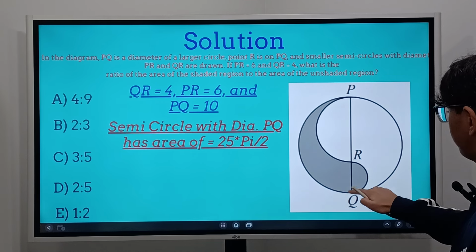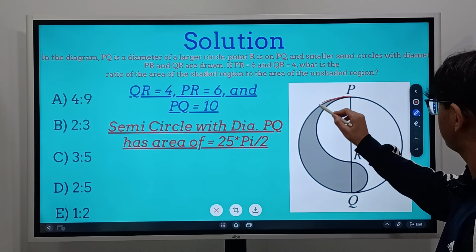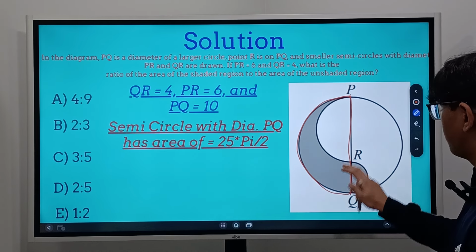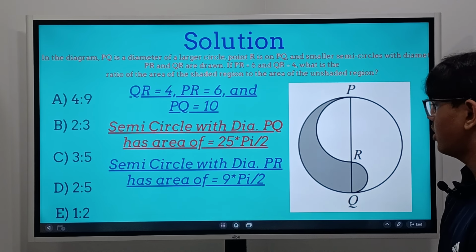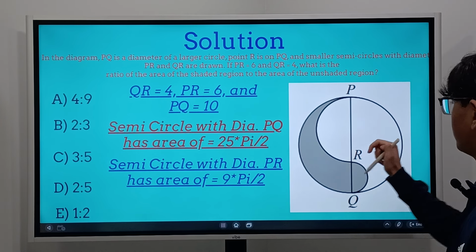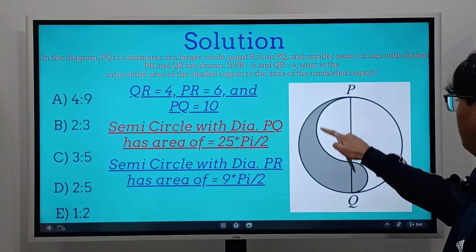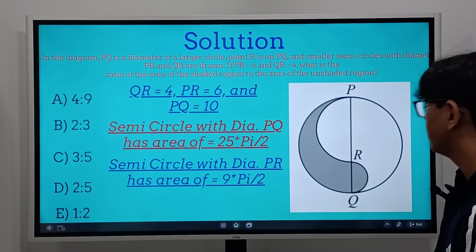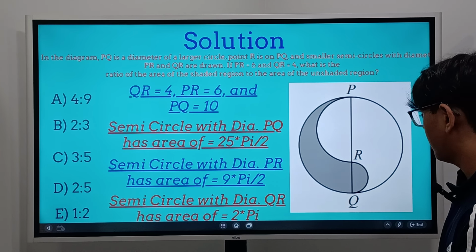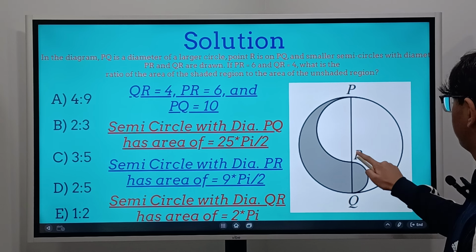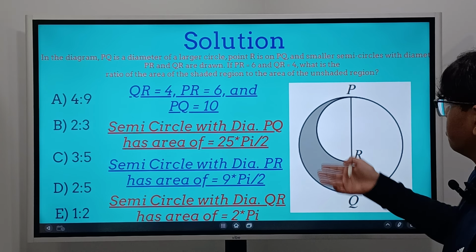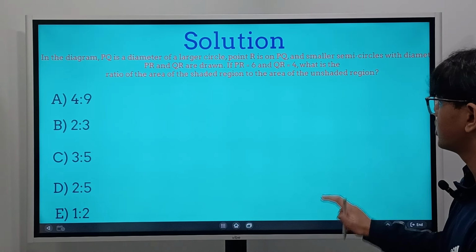So for this semicircle, if I just draw it here quickly, this semicircle has an area of 25 pi divided by 2. We know that now. And the semicircle with a diameter of PR has an area of 9 pi divided by 2. Just this semicircle here has an area of 9 pi divided by 2. And finally, the semicircle with diameter QR has an area of 2 pi. So we can see that this shaded semicircle has an area of 2 pi. Now that we have a little more information, let's keep going with our solution.